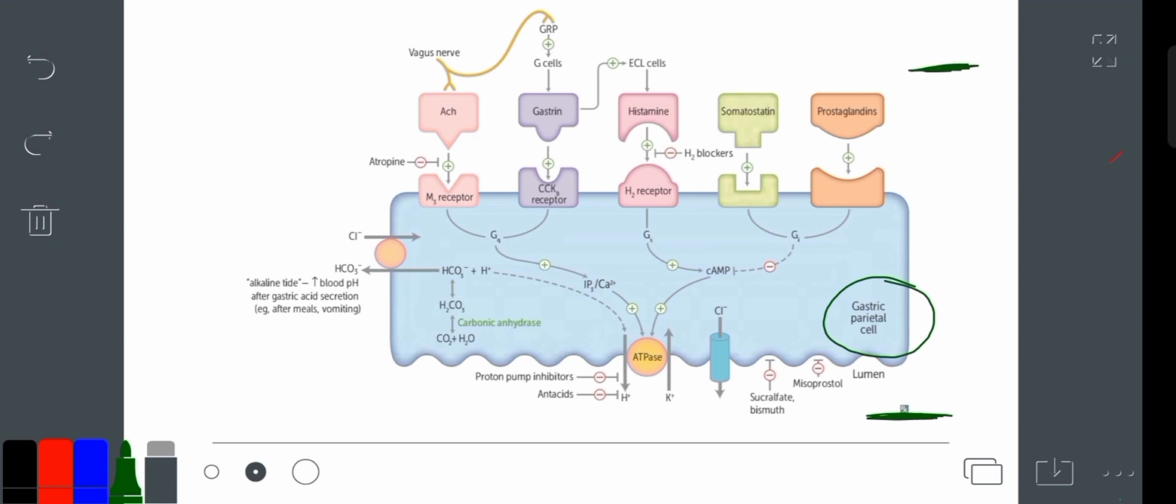At the luminal surface of the gastric parietal cell there is the hydrogen potassium ATPase pump, or proton pump, that releases hydrogen ion in the lumen of the stomach in exchange with potassium ion. This pump is stimulated by high levels of cyclic adenosine monophosphate and high levels of calcium or inositol triphosphate, which increase in the gastric parietal cell by three stimuli.